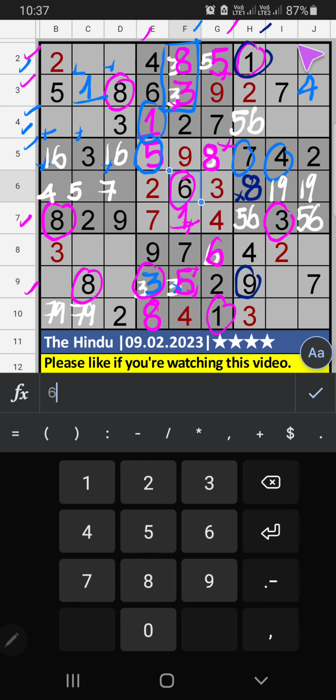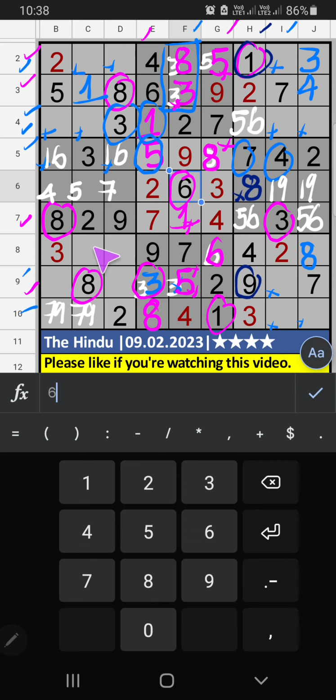Fourth row, column I, we have 3. So 3 can't come in these cells. Then 3 is confirmed here. Ninth row, 10th row, we have 8. So 8 can't come in these cells. Then 8 is confirmed here.